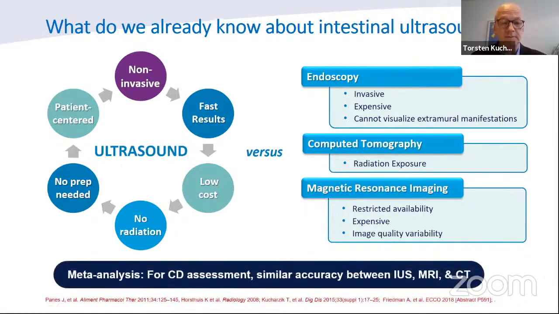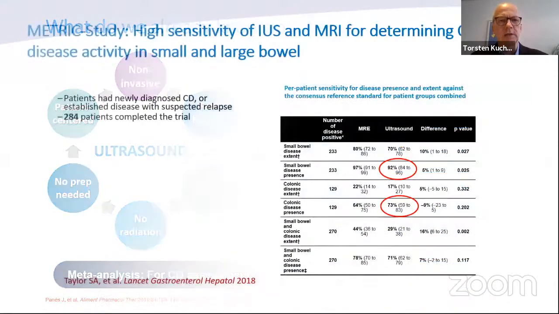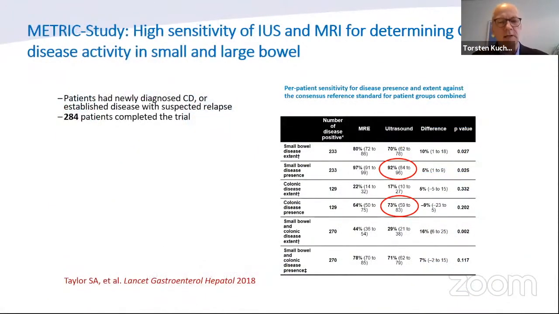And if you compare the different modalities with each other in Crohn's disease, there is similar accuracy between these different imaging modalities. If you look at the recent multicenter trial with 284 patients, you see that even if you compare it with MRI, IUS has a very high sensitivity to detect small bowel disease features and colonic disease pathologies in IBD patients as well.